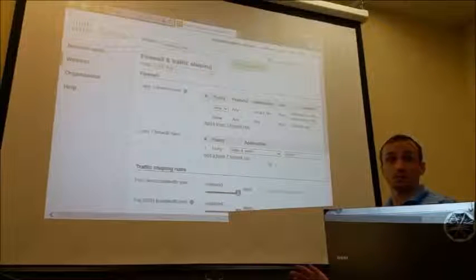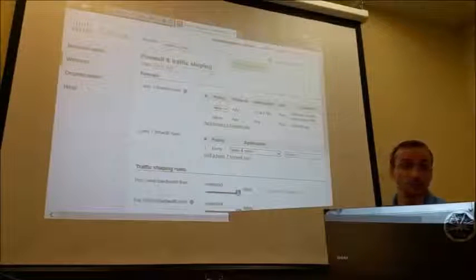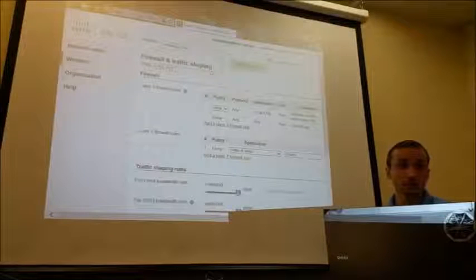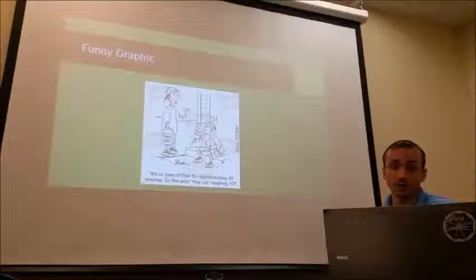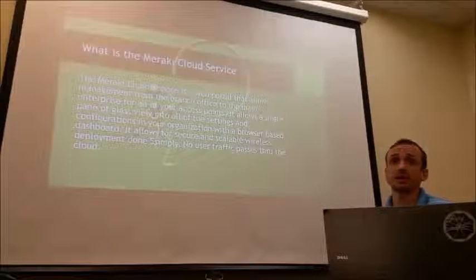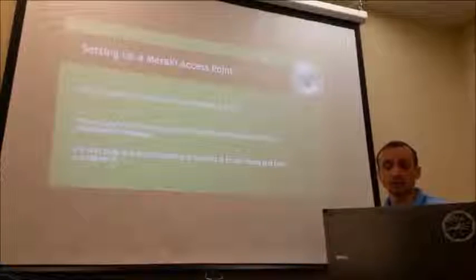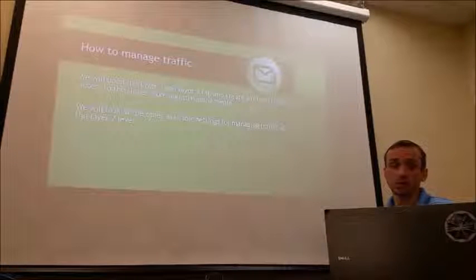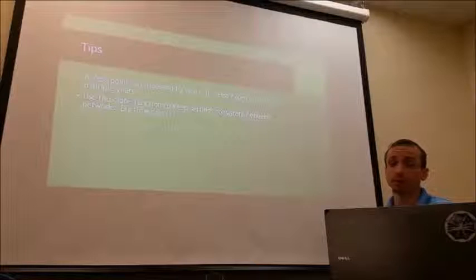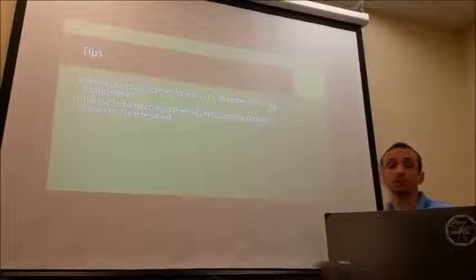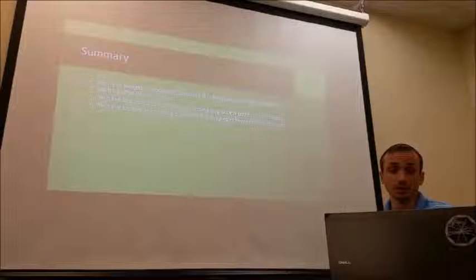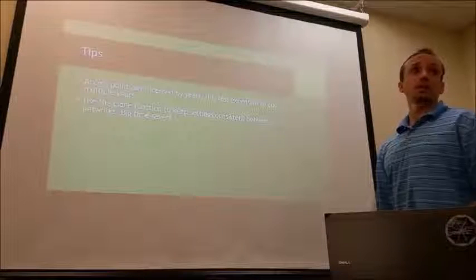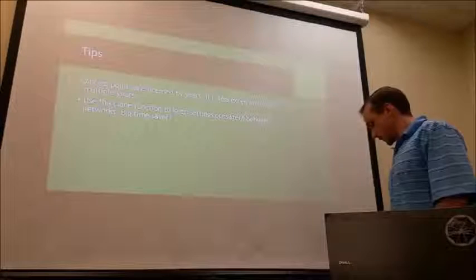So we've covered how to add an access point. We have covered how to set up an SSID. We've connected a client to it successfully. We have then set up an application layer rule to block iTunes. And then we looked at how we can limit the amount of traffic that each client gets.